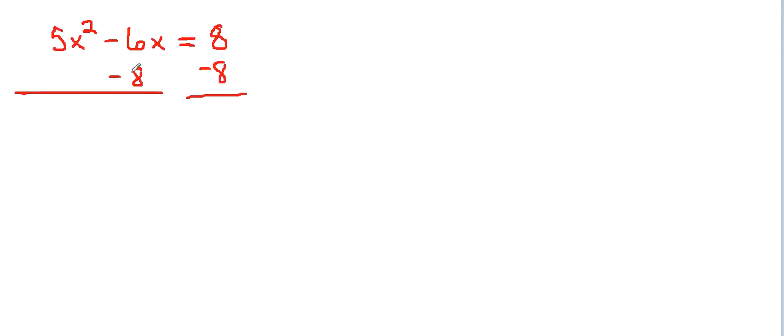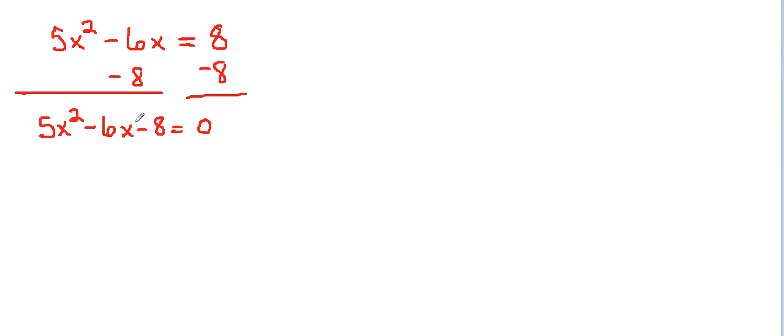Okay, if I subtract 8 from both sides on the left side here, we cannot combine these two. They're unlike terms, right? This is a 6x and this is just a constant 8. So I'm going to write this out as 5x squared minus 6x minus 8 equals 0. Make sure you don't combine those two. They're unlike terms.